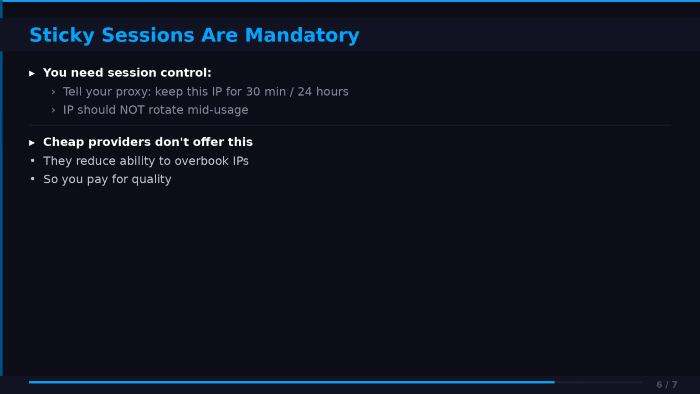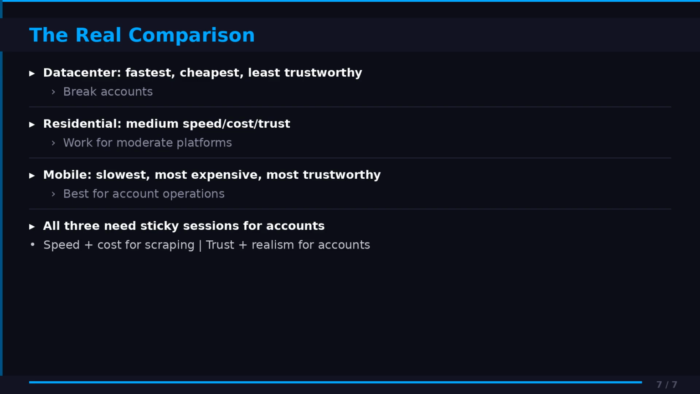This is why you need sticky sessions or session control. You should be able to tell your proxy, keep this IP for 30 minutes. Or, keep this IP for my entire activity session. The IP should not rotate in the middle of your usage. Cheap proxy providers don't offer this because it reduces their ability to overbook IPs, so you have to pay for quality. Here's the real comparison.